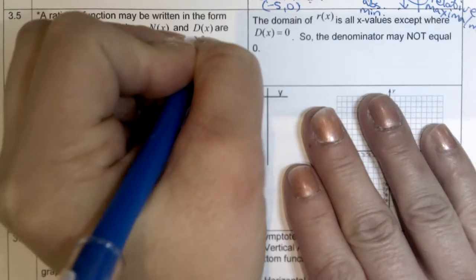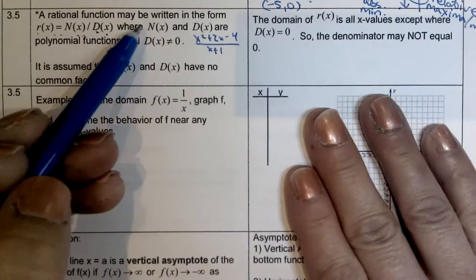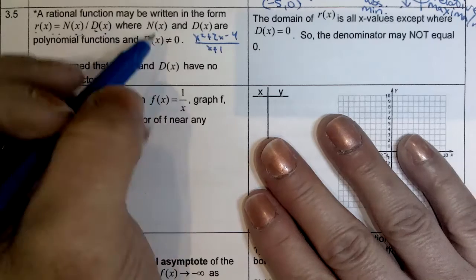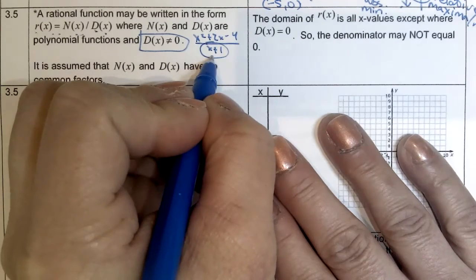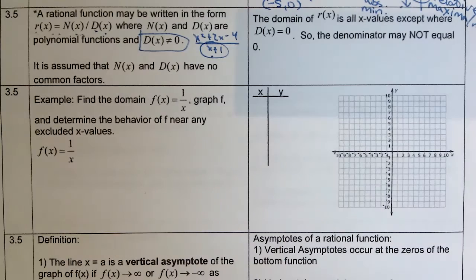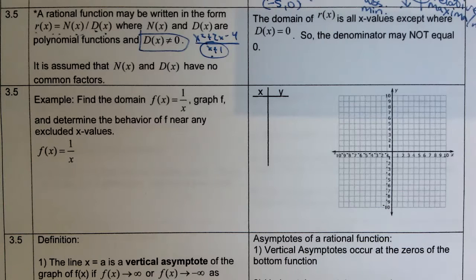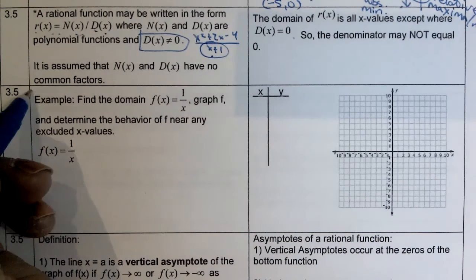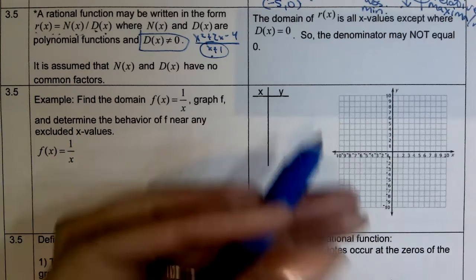So you have one polynomial over another polynomial, where N of x and D of x are polynomial functions, and D of x cannot equal 0. The denominator cannot equal 0, because if it did, that's not possible. We can't ever have a denominator that's equal to 0. So it's assumed that N of x and D of x have no common factors. Okay, let's take a look at this.